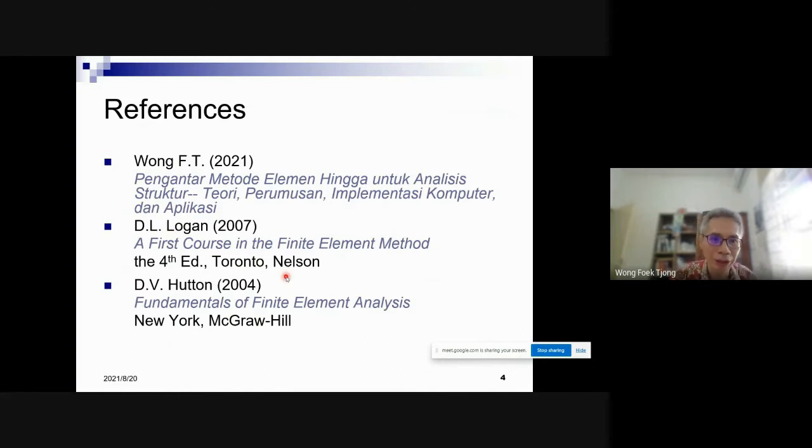Regarding the references, these are the references you can use for this course. This is the book that I wrote, just finished this year. Okay, it's a long time already. And then these are also two good books, I think, for first-time learners of the finite element method, from Logan and Hutton. Basically, these books have many similarities, but in my book, there are details of computer implementation. In these two books, there is no computer implementation.